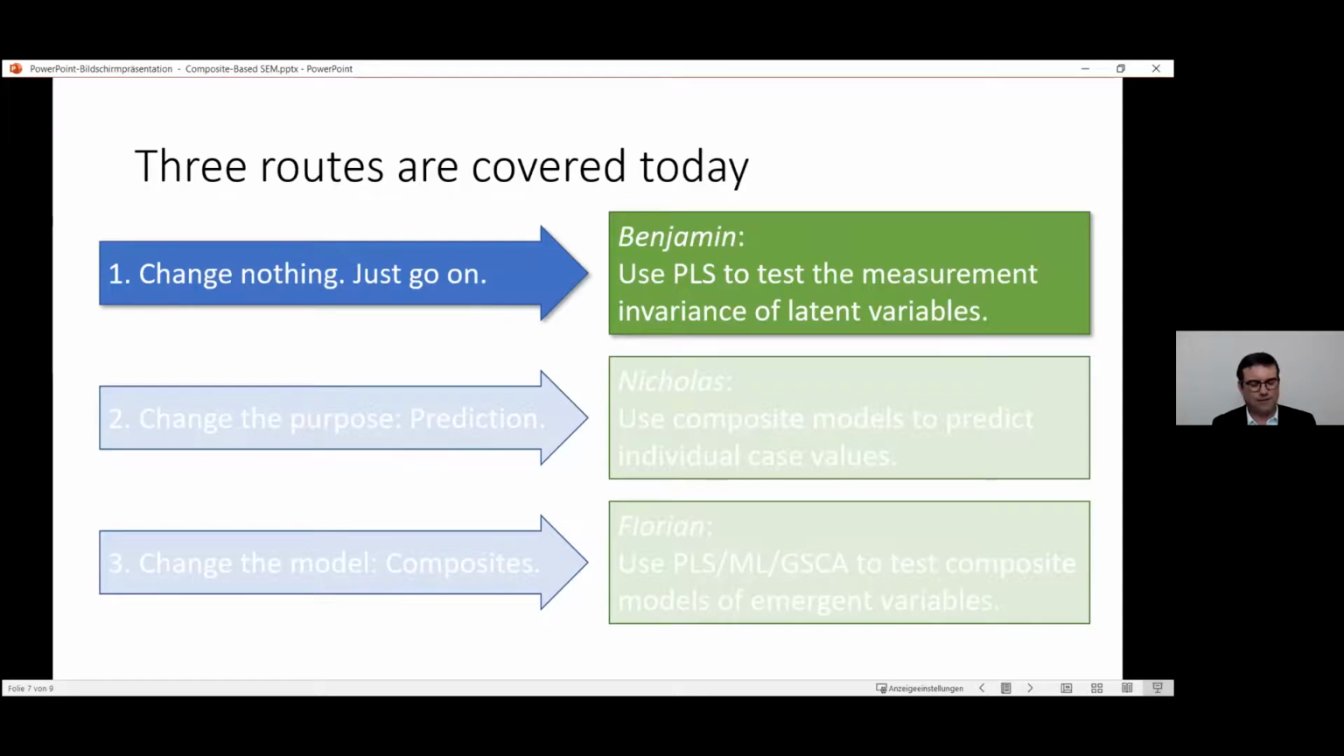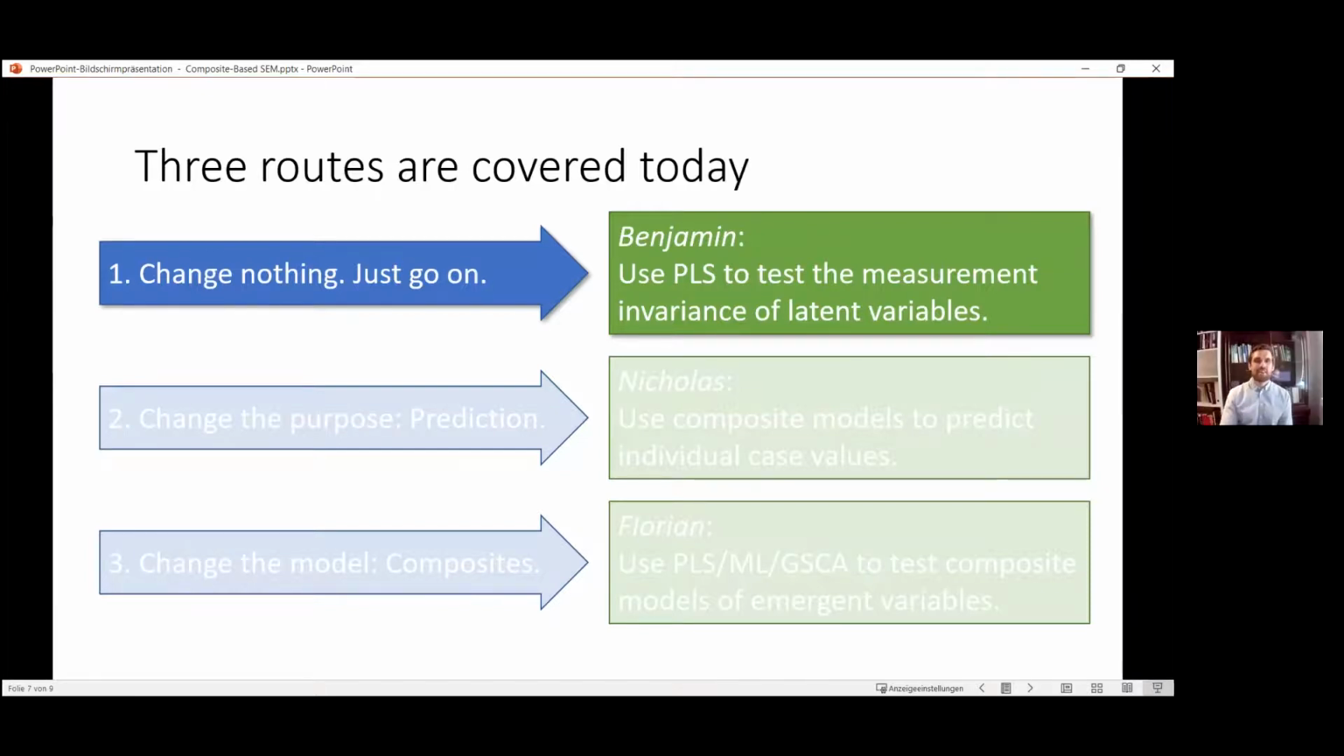But to me, there remains the conceptual question: if PLS cannot consistently estimate reflective measurement models, that means PLS is, so to say, wrong in the case of a reflective measurement model. How can you then build on that an additional approach which does something which is right? Could you explain how that can be possible, Benjamin?